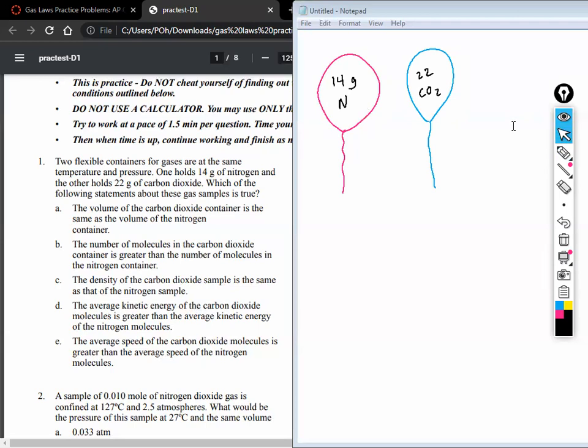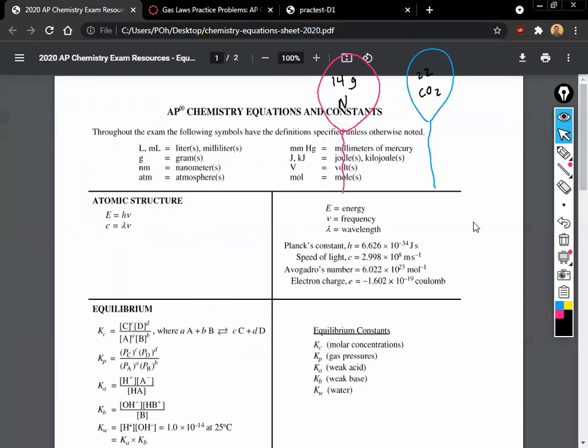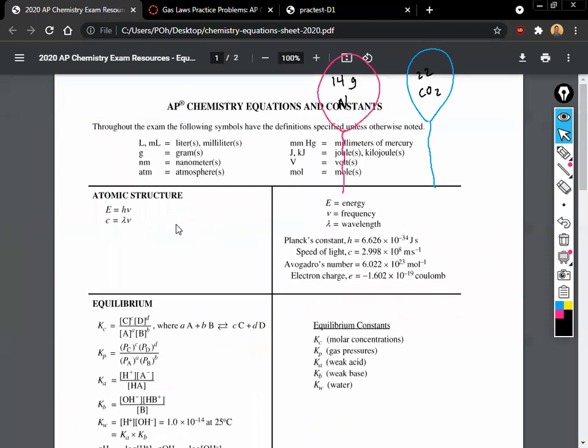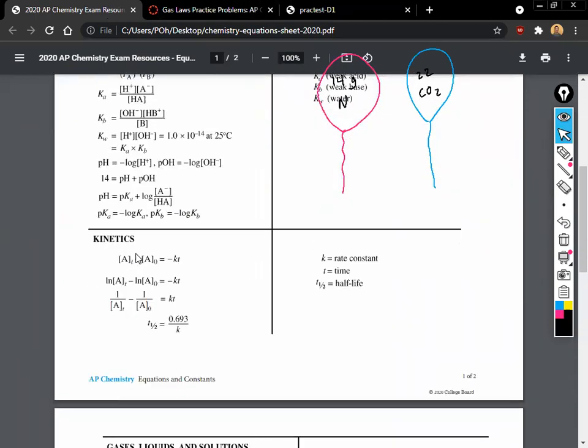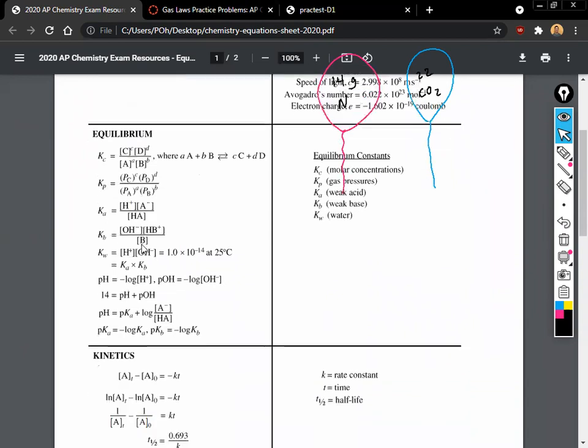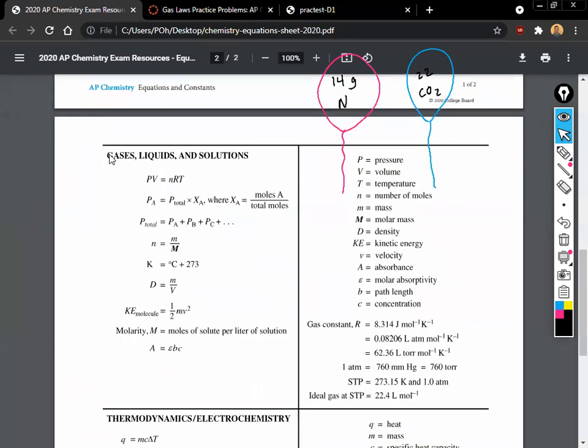Now, for this one, we're going to be using that handout I just passed out. You guys all have that handout. It should say AP Chemistry equations and constants. This one right here. Yours looks a little bit different than mine, but it has the same equations on it. So this is the equation sheet that's going to be given to you on the AP Chem test. This actually contains everything you'll need to take the test. And since we're talking about gases in this unit, let's take a look at the gas portion of the equation sheet, okay? This is what we'll be using to solve this problem.